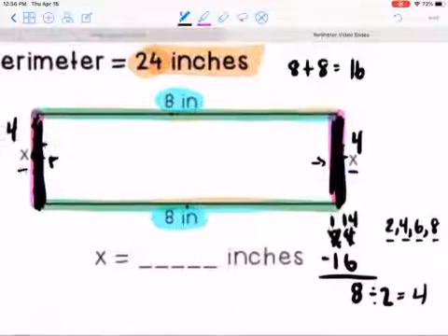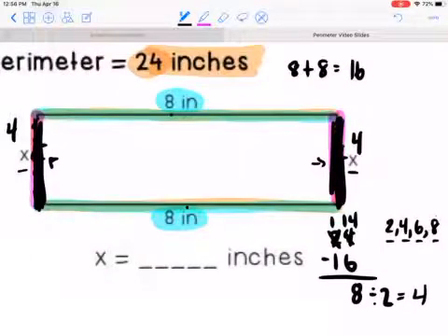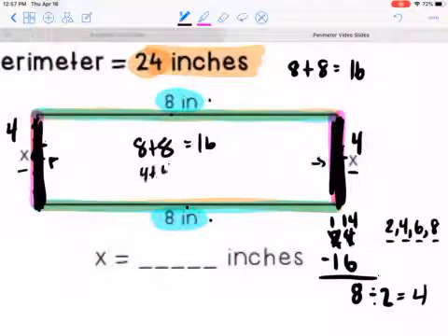So that's a little bit tricky, but not so bad if you think about it. Rectangles have two sets of equal sides. So X is equal to 4. And we can check our work. 8 plus 8 is 16, and then 4 plus 4 equals 8. 16 plus 8 is going to be 24 inches. So that is the perimeter of that rectangle.